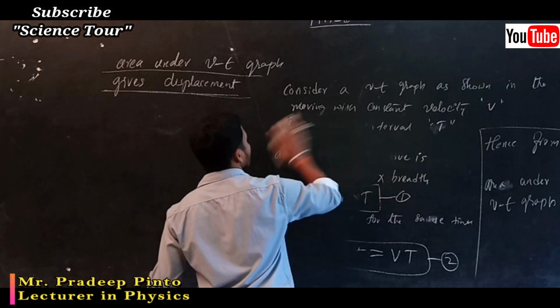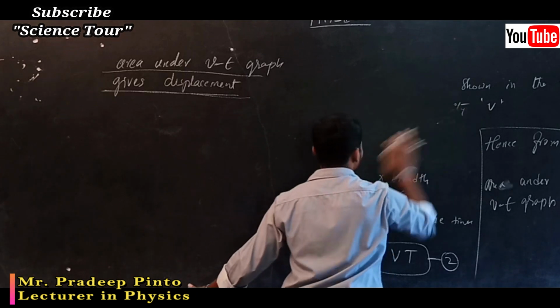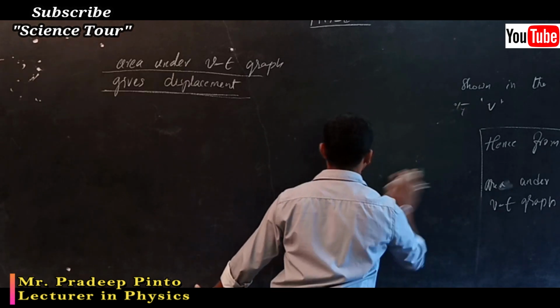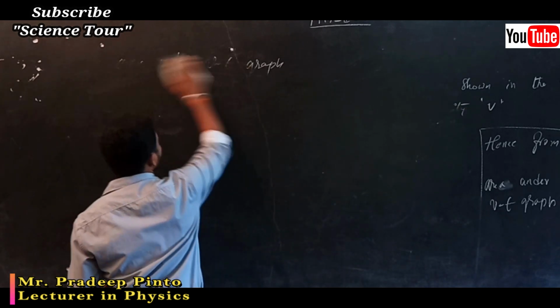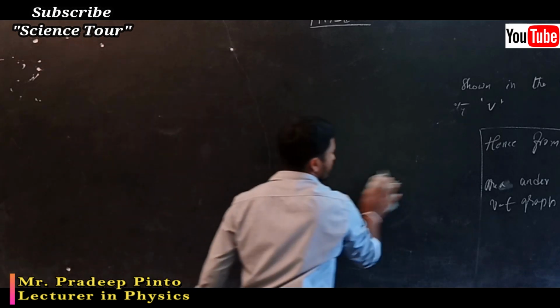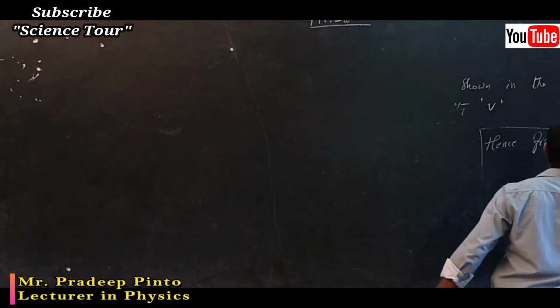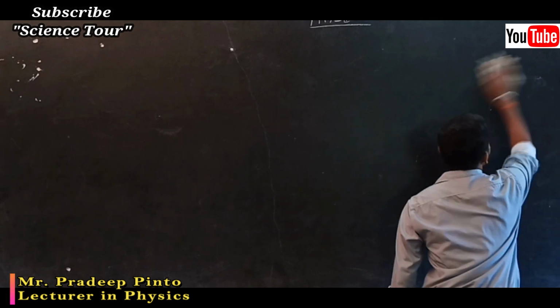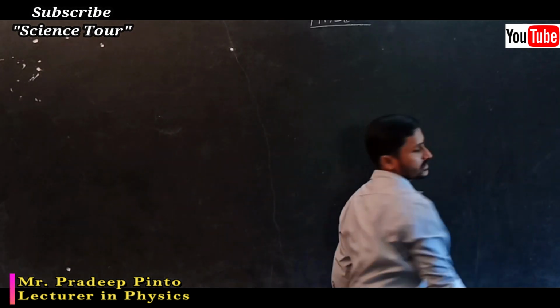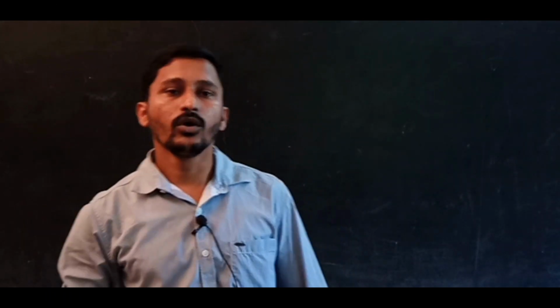So this is what we were discussing about instantaneous velocity and area under the velocity time graph giving displacement. These are some equations and mathematical steps we should know, so that we can find out many things.